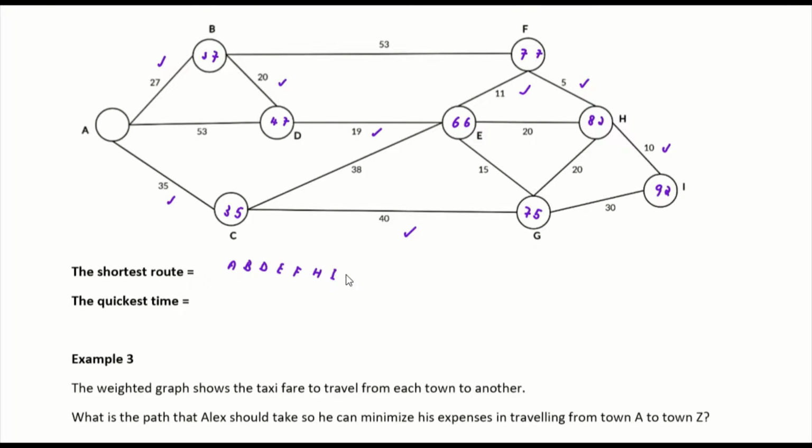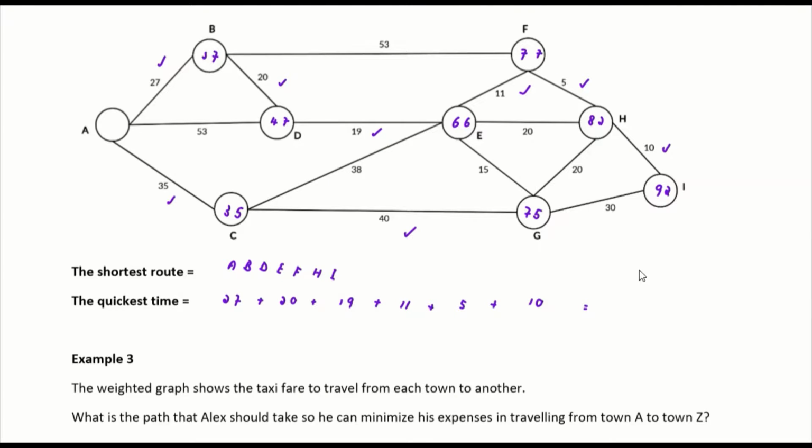Okay, so now try to add, find out the total of the time that you need. So that's 27 plus 20 plus 19. Remember, you only take the ones that you take for your answer. So these two, you don't add them. You get what I mean, right? Then plus 11 plus 5 plus 10.